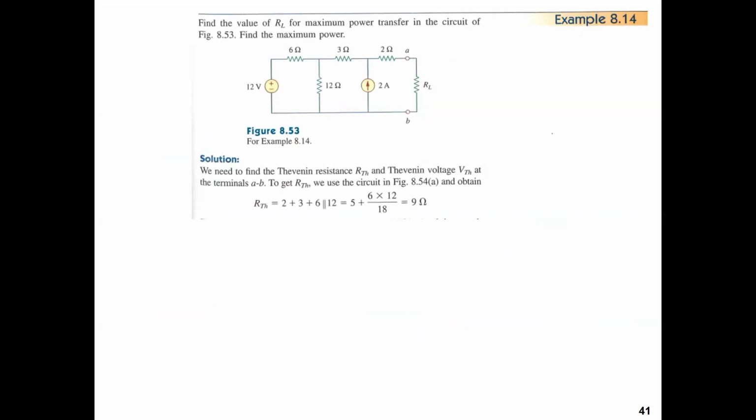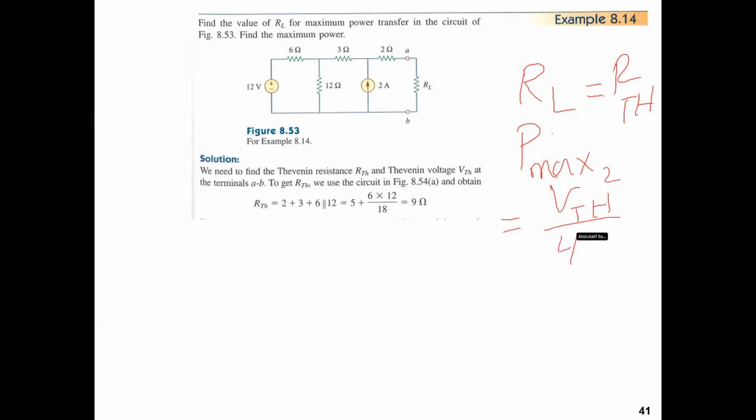Okay, let's do example 8.14. Find the value of RL for the maximum power transfer in the circuit, and then find the maximum power. So we need to find RL and P max. The answer for RL is RTH. The answer for P max is VTH squared over 4 RTH.